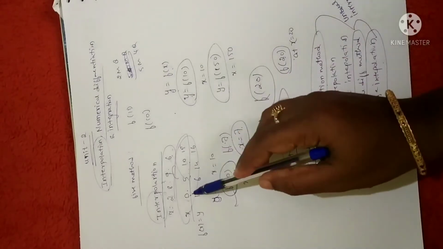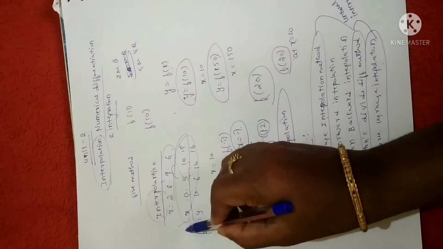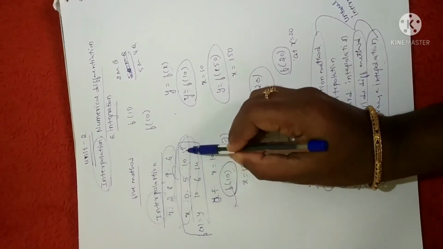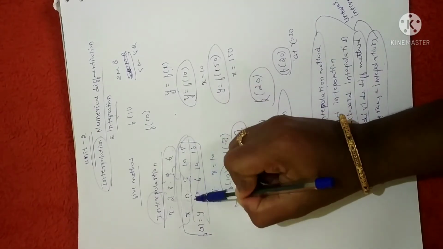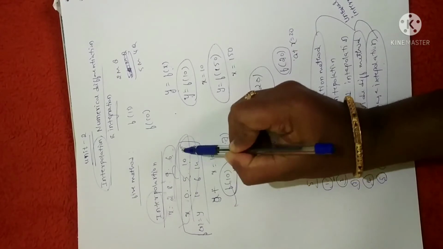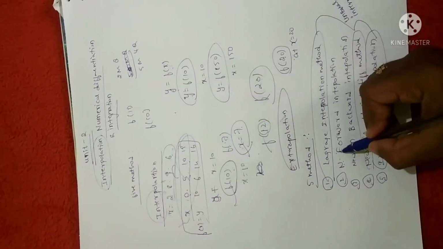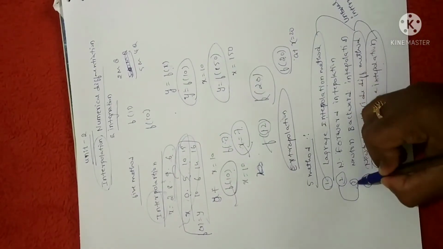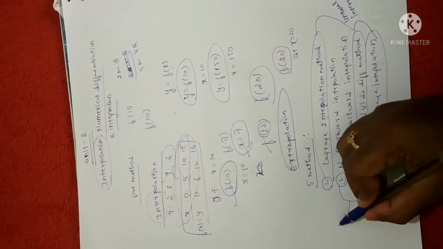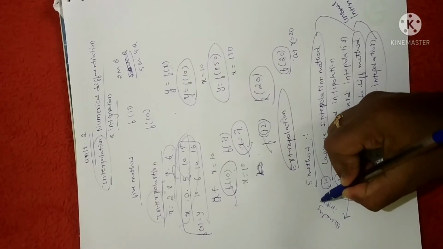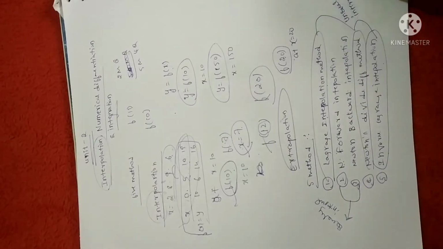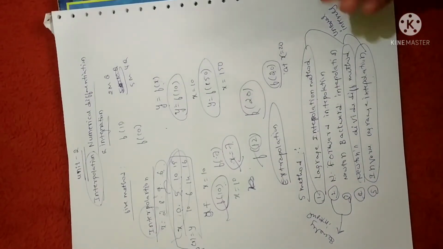For equal interval, let us look at this example. X is equal to 0, 5, 10, 15. They are equally placed. Why? Because 15 minus 10 is 5, 10 minus 5 is 5, 5 minus 0 is 5. So when the data is equally placed, we are going to use Newton forward interpolation and Newton backward interpolation. So these 2 methods are for equal interval data, whereas all these 3 methods will be for unequal interval data.